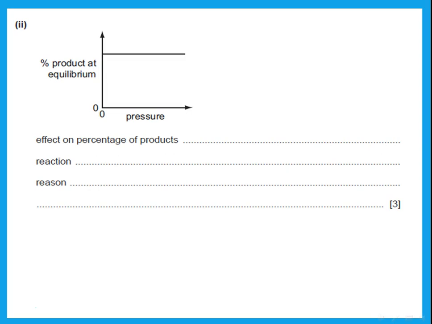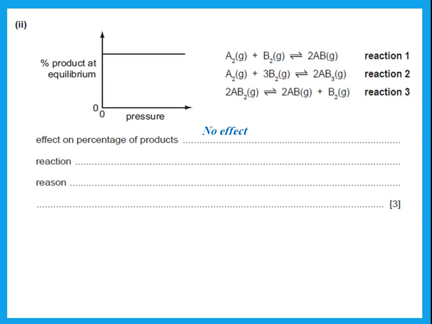Okay, what is the next graph? The next graph says when I increase the pressure, what is happening to the percent product? Well, it's a straight line. The percent product is not changing. So the percent product remains the same. So there is no effect when I increase pressure. Now, which reaction are we talking about again? Which reaction did we say if I increase the pressure there is no effect? We said reaction 1, because there is equal number of moles on both sides of the arrow. So there is no side that has less number of moles or more number of moles.